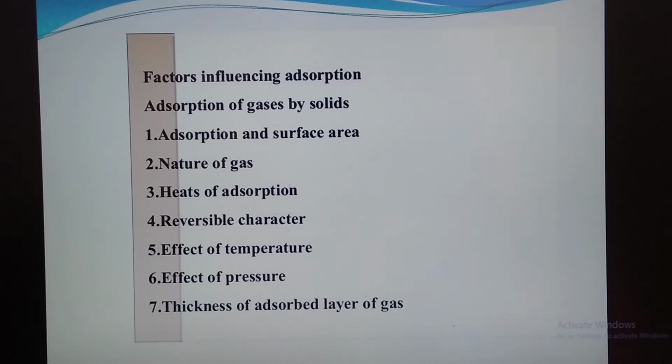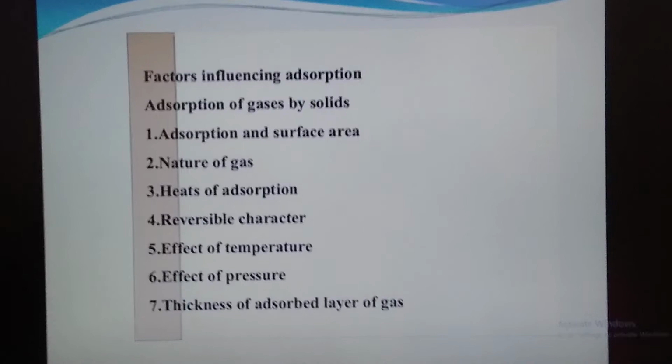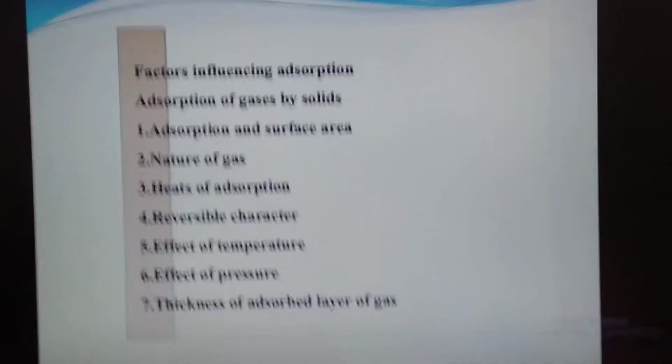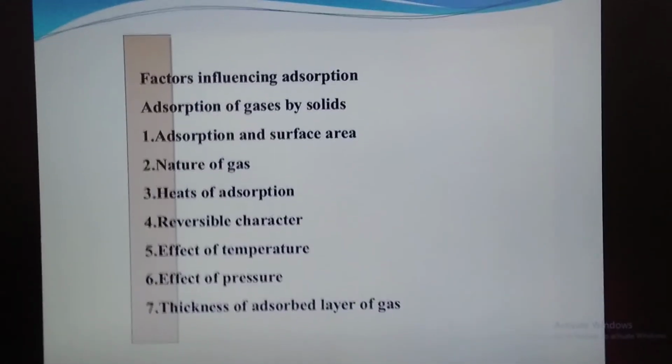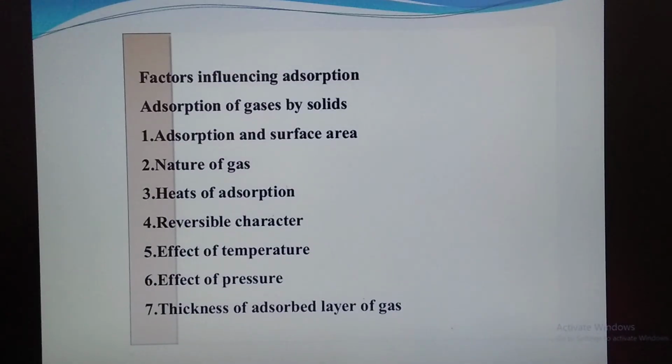Next thing we will go to Van der Waals force, second subdivision. Easily liquefiable gases possess a greater Van der Waals force of attraction than permanent gases, so they are absorbed more readily. Next we are going to see nature and surface area of the absorbent.